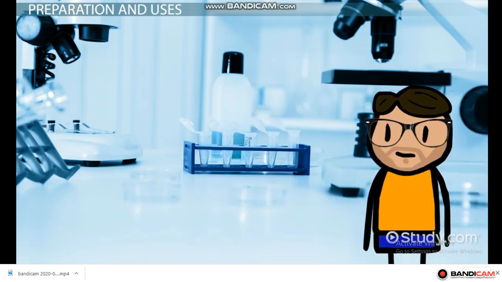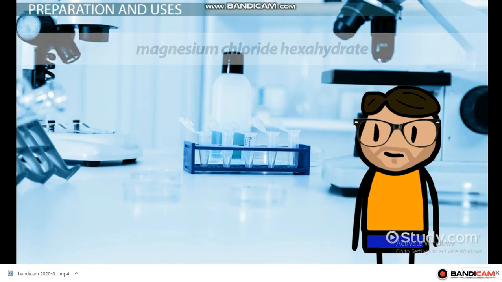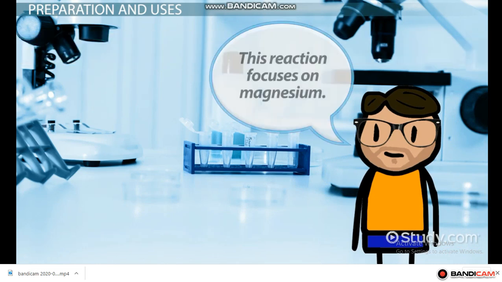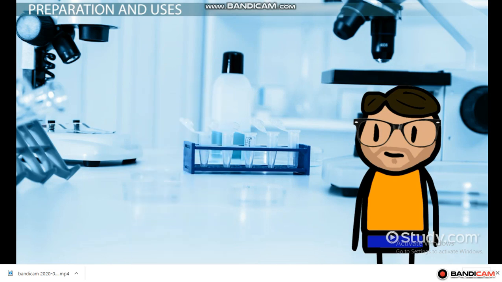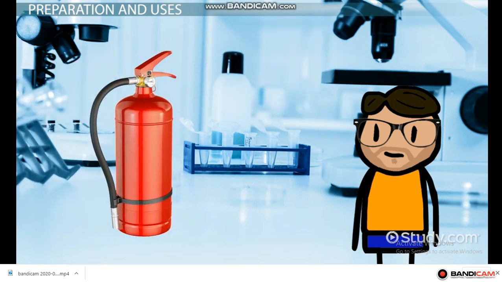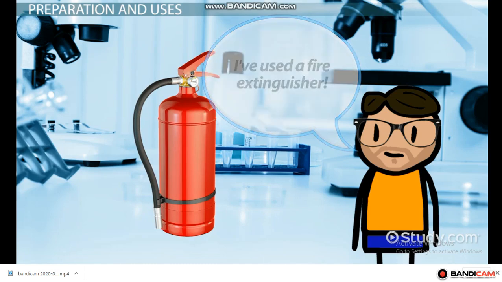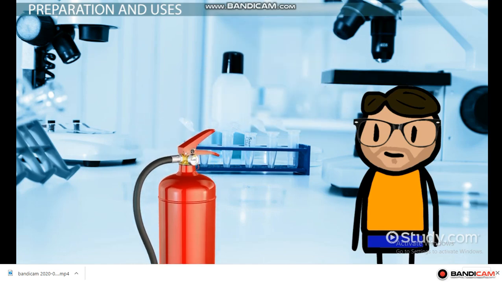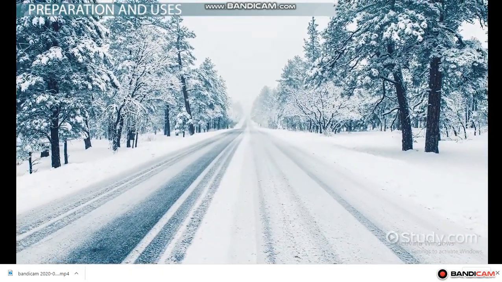The last group 2 preparation we'll talk about is magnesium chloride hexahydrate. And while all of the reactions we've discussed so far have focused on calcium, this one, like the name suggests, focuses on another group 2 element, magnesium. Magnesium chloride hexahydrate isn't a common household name, but you've probably used it. Maybe you've used a fire extinguisher, or certain skincare products, or eaten soy products like tofu. In some regions, it's also put on icy roads to prevent the ice from sticking to the pavement.